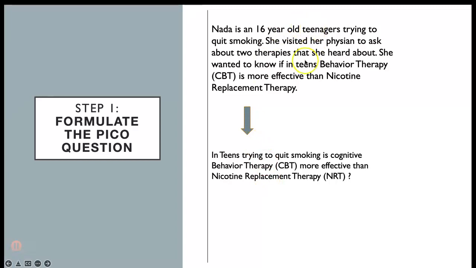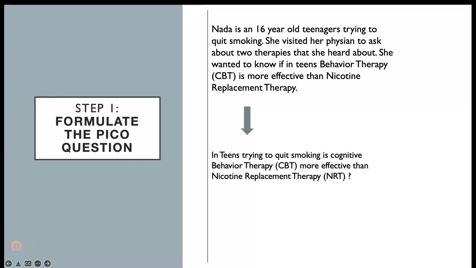In this case, I gave you the scenario. Nada is a 16-year-old teenager trying to quit smoking. So she visits her physician to ask about 2 therapies. The first one is the behavioral therapy, the cognitive behavioral therapy, CBT, and the other is the nicotine replacement therapy, NRT, and she wants to know which one is more effective. So the developed question here is going to be, in teens trying to quit smoking, is treatment number 1 more effective than treatment number 2?